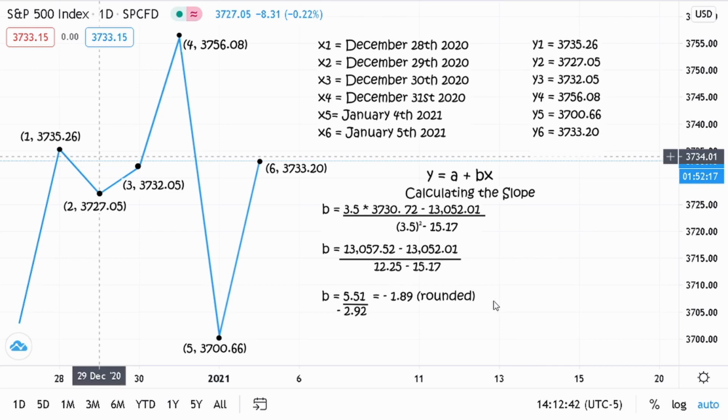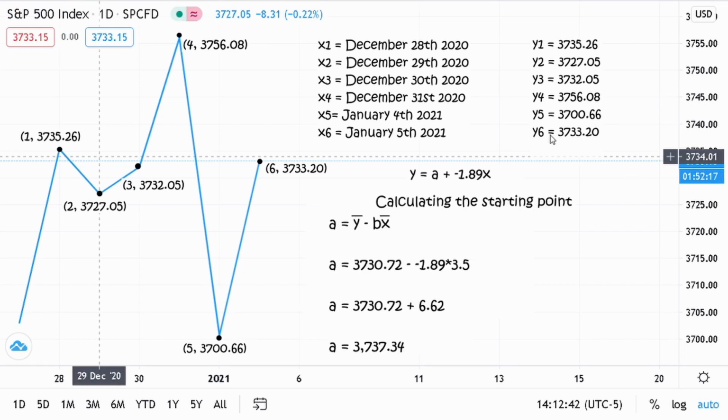And basically what this is stating is that for every independent variable step that we move, the regression line is going to go down by 1.89 on the dependent variable, so the price.